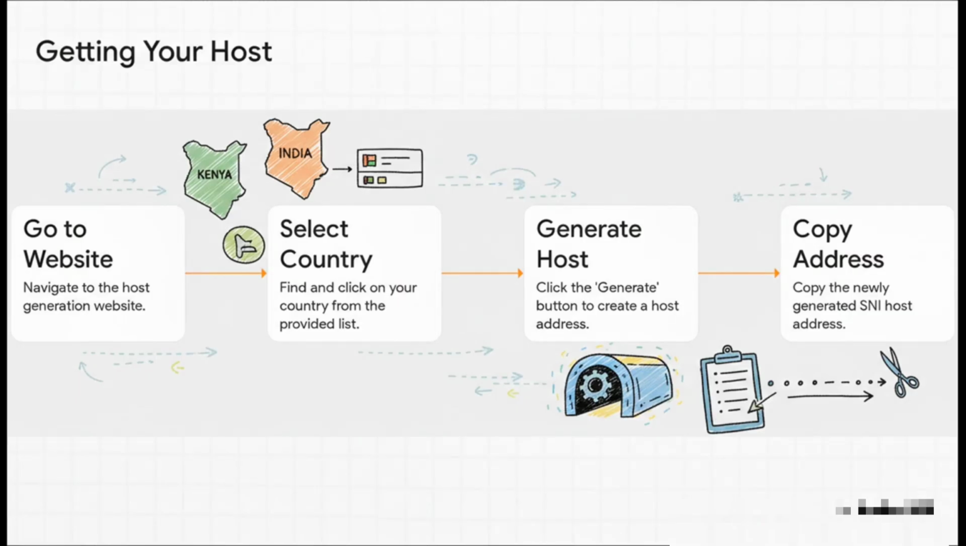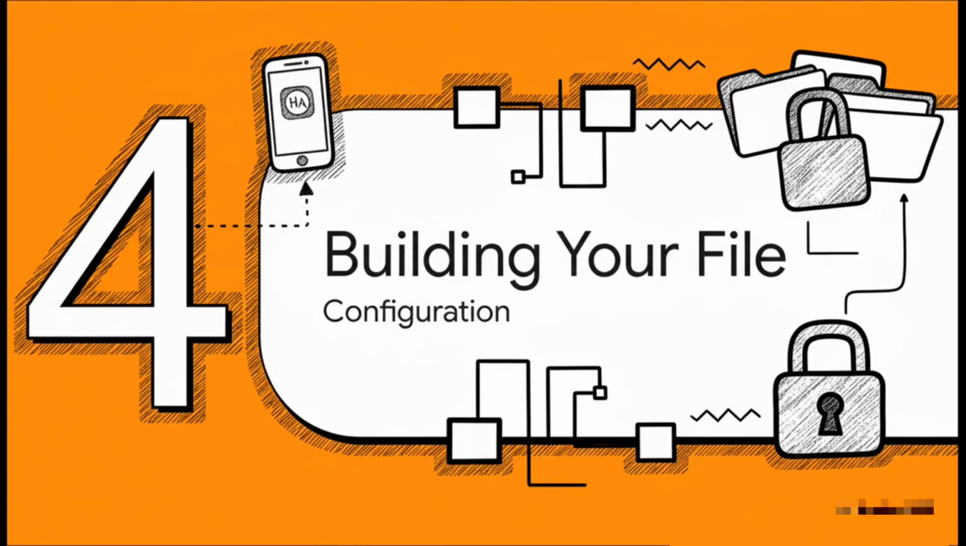Okay, so once you're on that website, the process is pretty straightforward. You'll see a drop-down menu that says Select Country, and they've got a ton of options. Whether you're in Kenya, South Africa, India, Uganda, Pakistan, you name it, the list is really long. So just find your country, click on it, and then smash that Generate button. A host address will pop up. All you got to do is copy it. Awesome, you've got your host address copied to your clipboard.